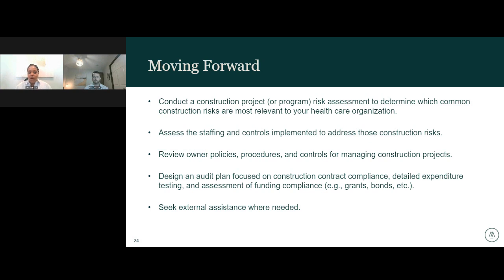If you have internal audit, or if you are an internal auditor yourself in your organization, make sure that construction audits make their way onto your audit plan, and that you focus on expenditures, contract compliance, and then if you have any funding source requirements, like for bonds or grants, and then seek help wherever you need it. Construction auditors and construction advisory firms are out there. We do 120 plus of these types of reviews on an annual basis. So we're readily available to help support you.